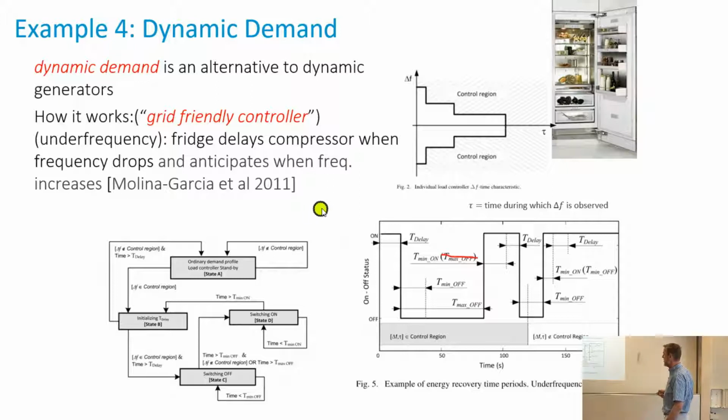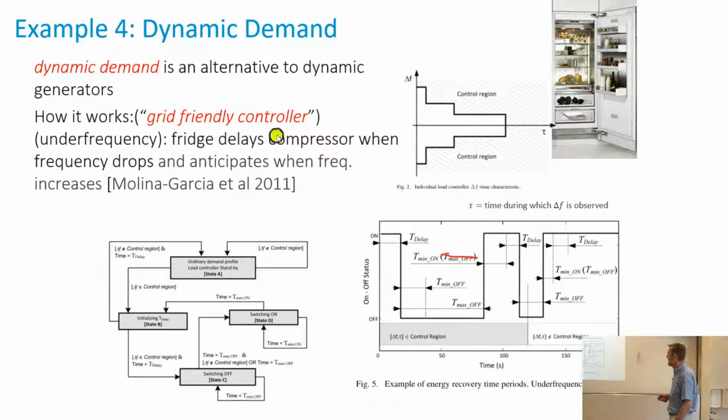And so there's a serious proposal that would say that the fridge delays the compressor when frequency drops and anticipates it when the frequency increases. Benefit of this is you don't need any communication system. I mean, a fridge is connected to the AC power supply. You put a circuit, a phase lock loop, for example, that will monitor the phase of the current. The frequency is the derivative of the phase, so you can simply compute locally the frequency.